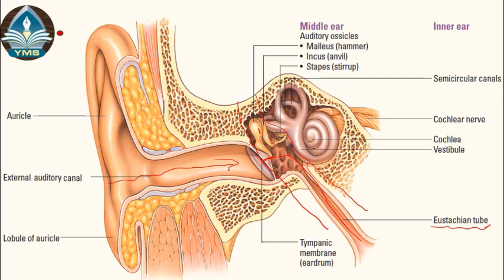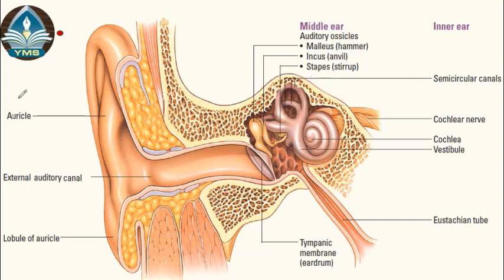Let's look at the inner ear. The inner ear is where the real auditory and balance receptors are found. So the inner ear contains the cochlea and vestibule. The cochlea contains sound receptors, and the vestibule and semicircular canal contain the balance receptors. We're going to look at those, but first, how do we hear?